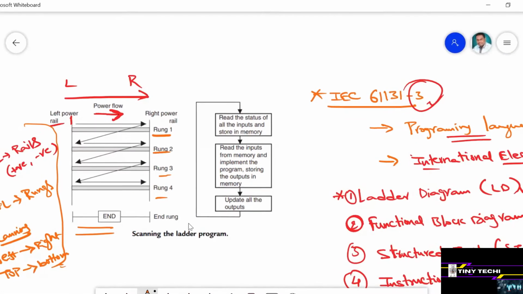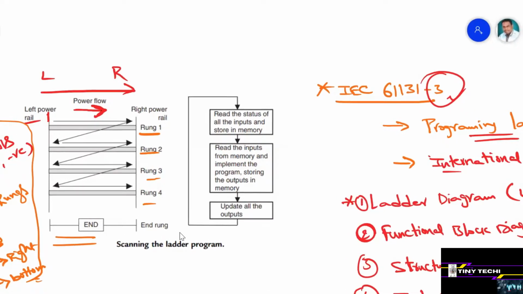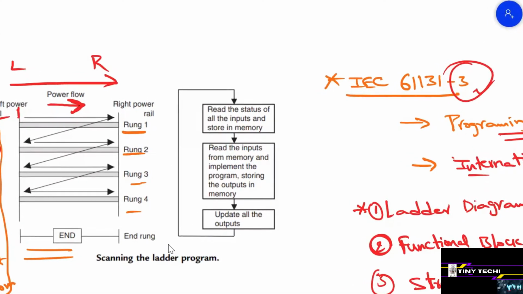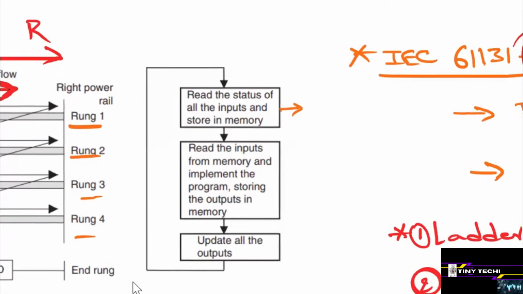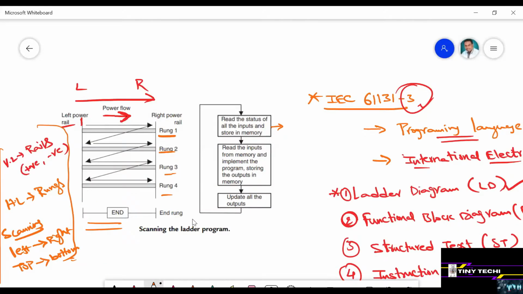So see here the flowchart of that ladder program. Read the status of all the inputs and store in memory. It has memory locations like RAM and ROM. Status of all the inputs means the inputs are either in on state or off state. It is called status here. Next, read the inputs from the memory and implement the program, storing the outputs in the memory.